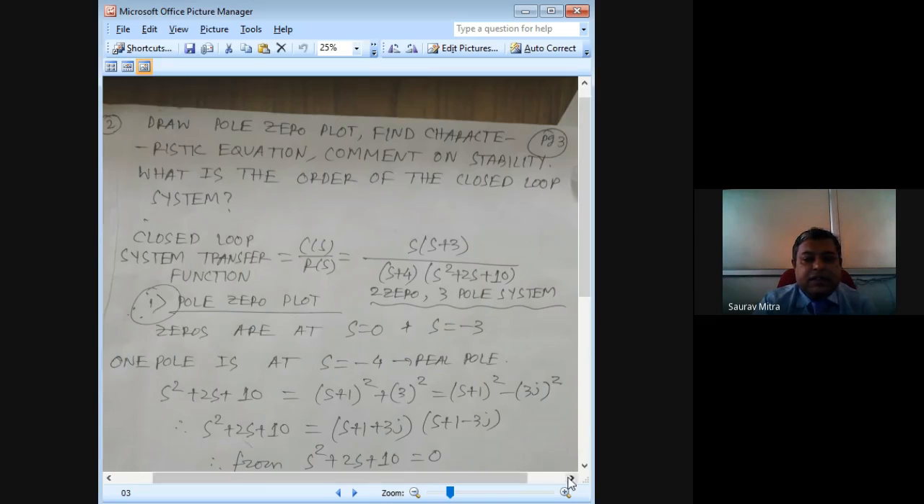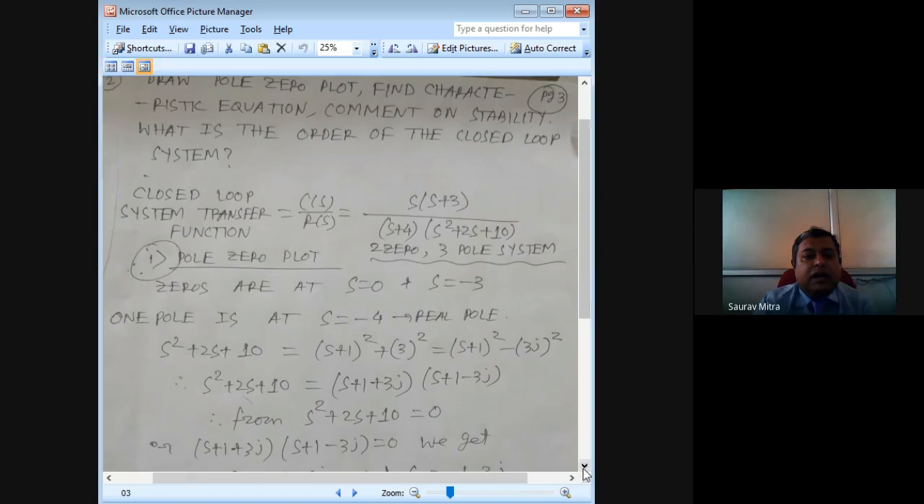You can see the solution given below. At least the C(s) by R(s) transfer function you can take. First step, you can see that the numerator is s into s plus 3. So s into s plus 3 is equal to 0. From there you can find either s is equal to 0 or s plus 3 is equal to 0. If s plus 3 is equal to 0, that means s is equal to minus 3. So finding the roots of the numerator polynomial gives us the zeros. So zeros are at s is equal to 0 and s is equal to minus 3. That is the first thing.